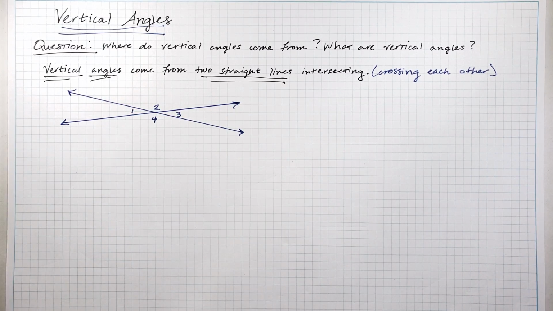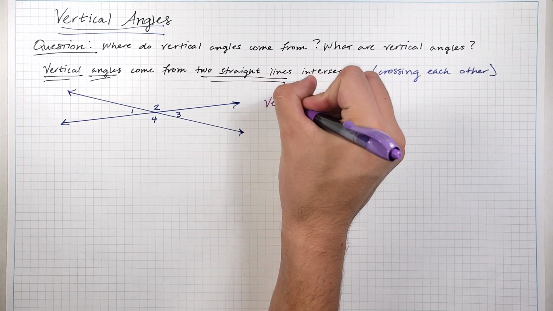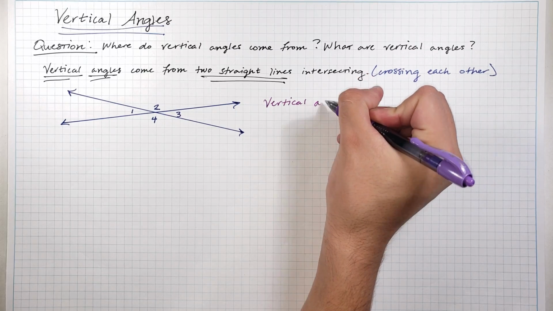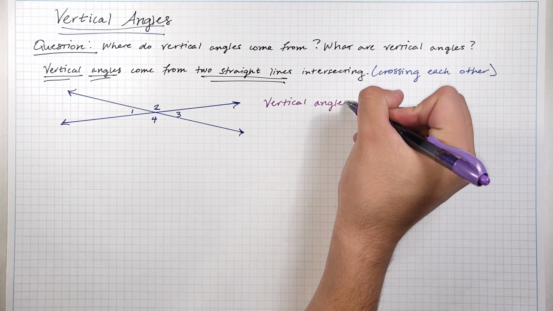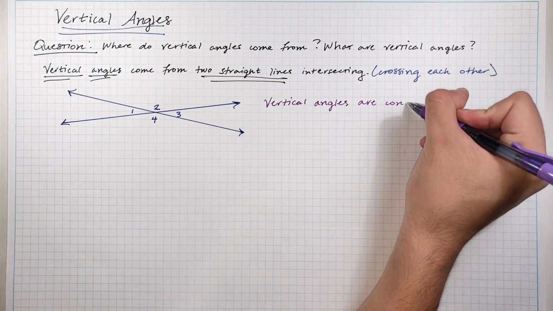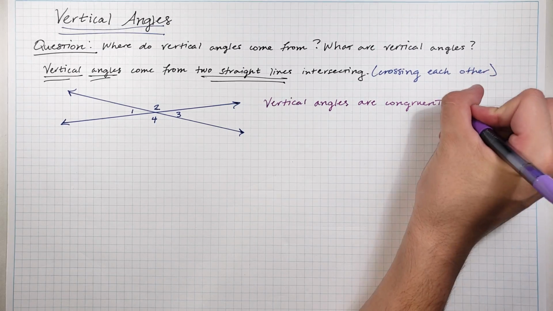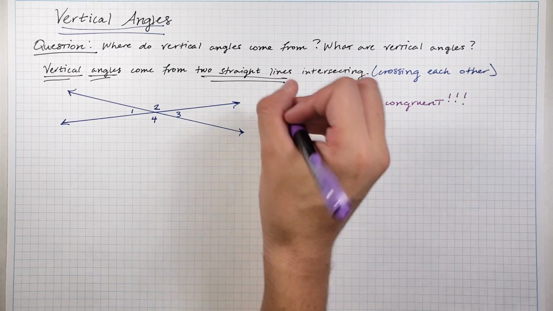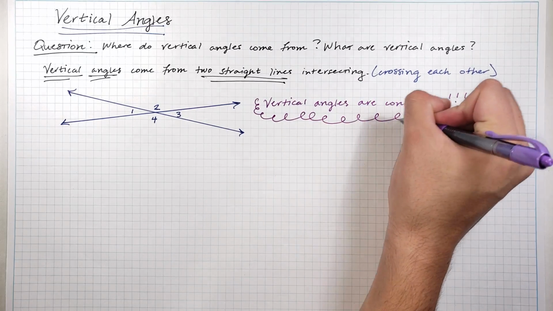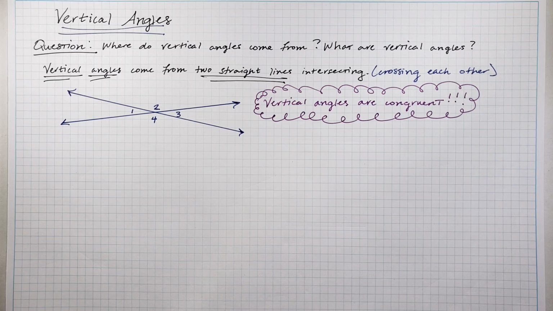What's also important from the fact that we have these vertical angles is this sentence: vertical angles are congruent. I'm going to put exclamation points next to this because it's so important. Vertical angles are congruent.